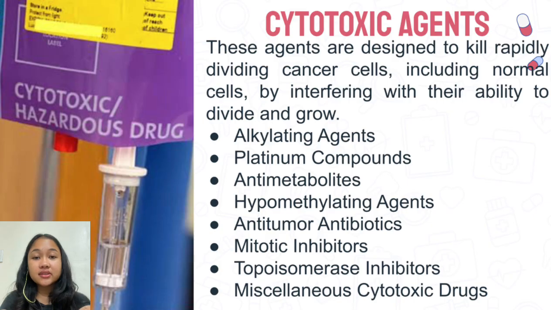We will now discuss cytotoxic agents and the 8 major subgroups under it. These agents are designed to kill rapidly dividing cancer cells, including normal cells, by interfering with their ability to divide and grow. The 8 subgroups of cytotoxic agents are alkylating agents, platinum compounds, antimetabolites, hypomethylating agents, anti-tumor antibiotics, mitotic inhibitors, topoisomerase inhibitors, and miscellaneous cytotoxic drugs.